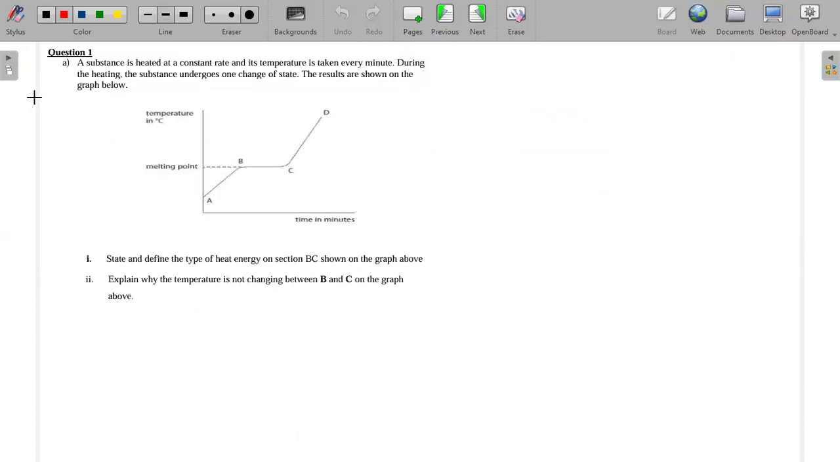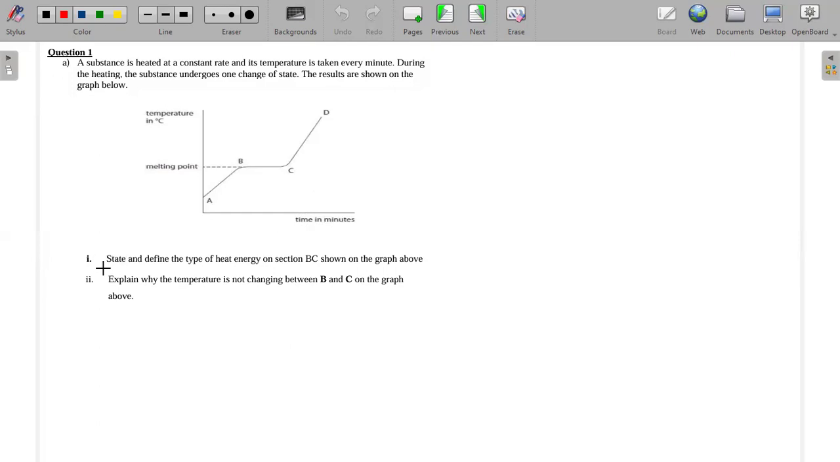Section B, question 1 is saying a substance is heated at a constant rate and its temperature is taken every minute. During the heating, the substance undergoes a change of state. The results are shown on the graph below. So we have the temperature-time graph here, with temperature on the y-axis and time on the x-axis. So the temperature is changing as the time is also changing here.